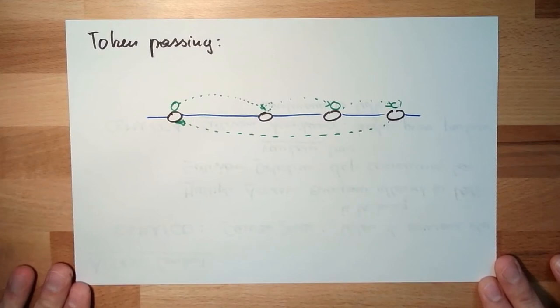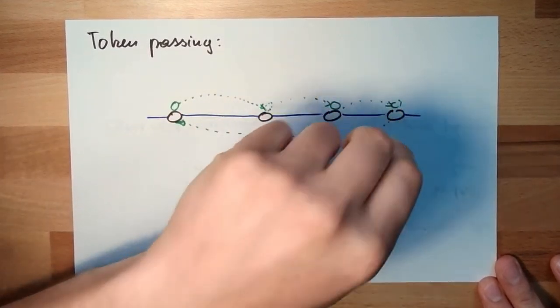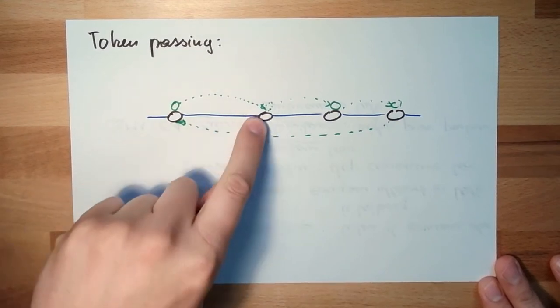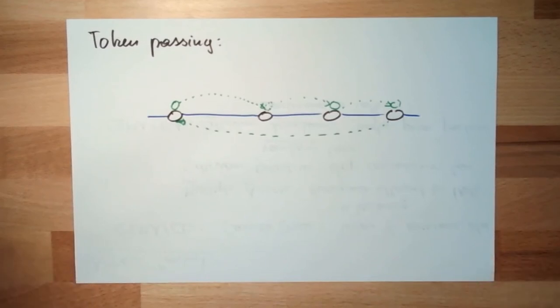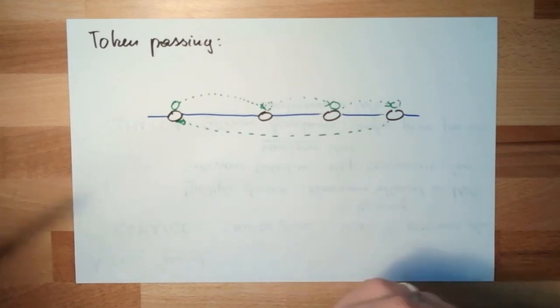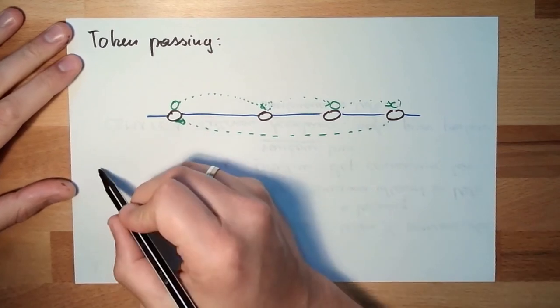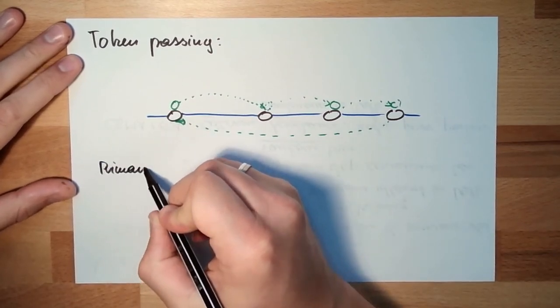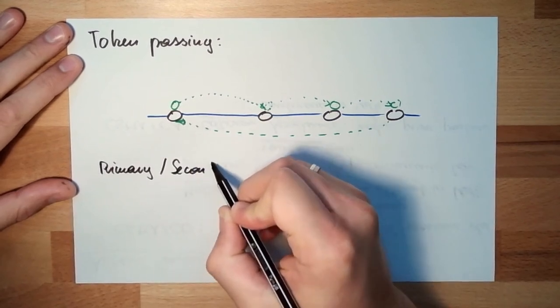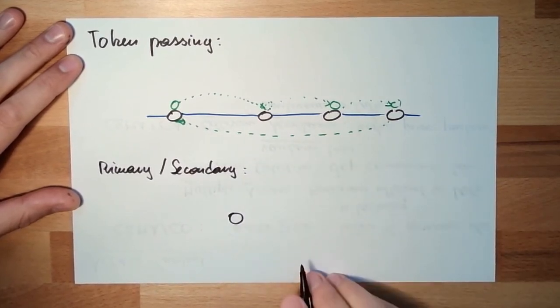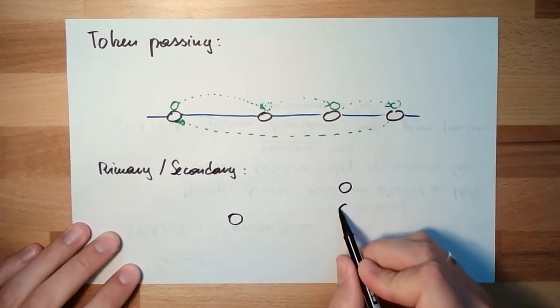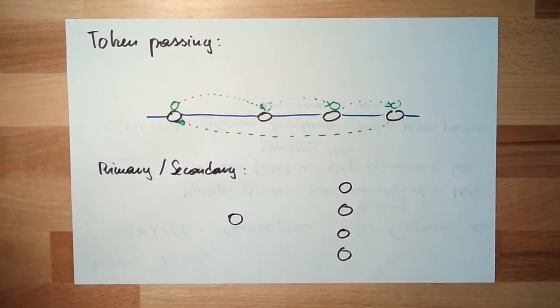Token passing. Only the one with the token is allowed to talk. If there is nothing to say for one, it will immediately pass the token. So it will not wait until the timeout is finished, of course. And there is one thing, which is also... This was called master-slave, now we call it primary, secondary. There is one dedicated primary and several dedicated secondaries. So this one here is the primary.